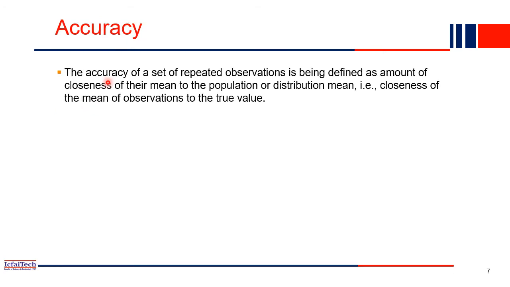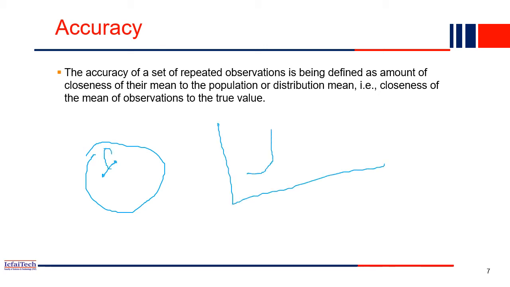So now, what is accuracy? Accuracy, for a set of repeated observations, is defined as the closeness of their mean to the population mean. That is, the closeness of the mean observation to the true value. That means you have to repeat the procedure multiple times. For a distance, you have to measure it multiple times, and then we plot this type of histogram.